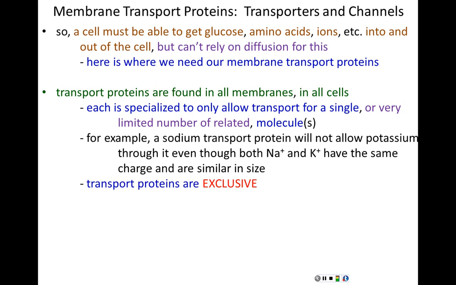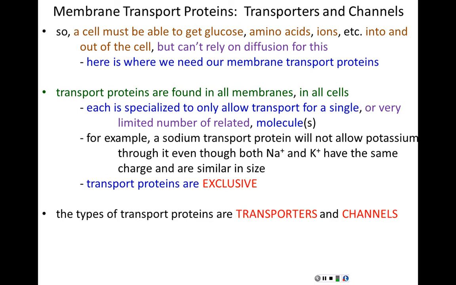We call this being exclusive. Transport proteins are exclusive, just like an exclusive club that will only let in the people who are on the list at the front door. Won't allow anyone else in. You have to be a member of the club to get in, and the same is true for the channels.